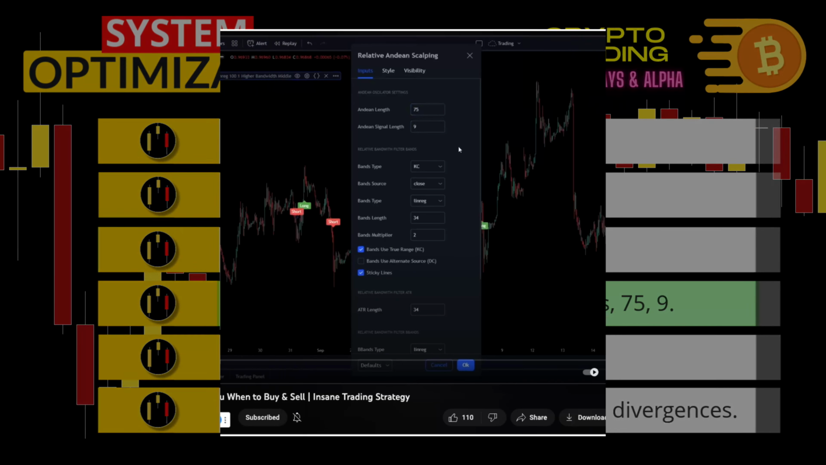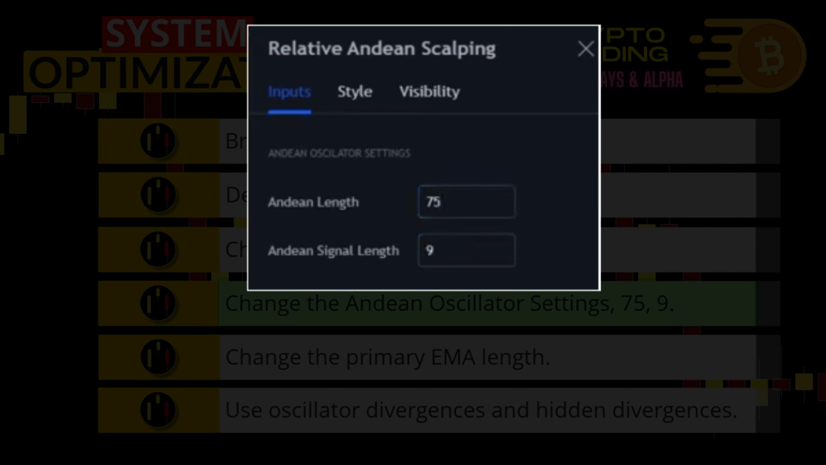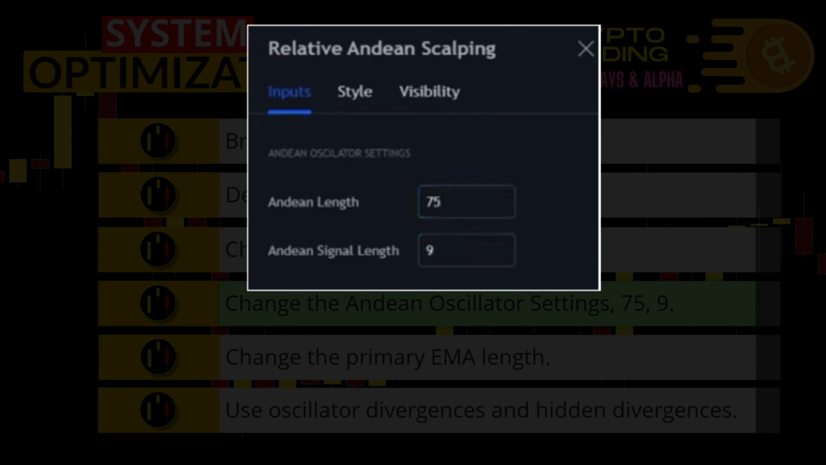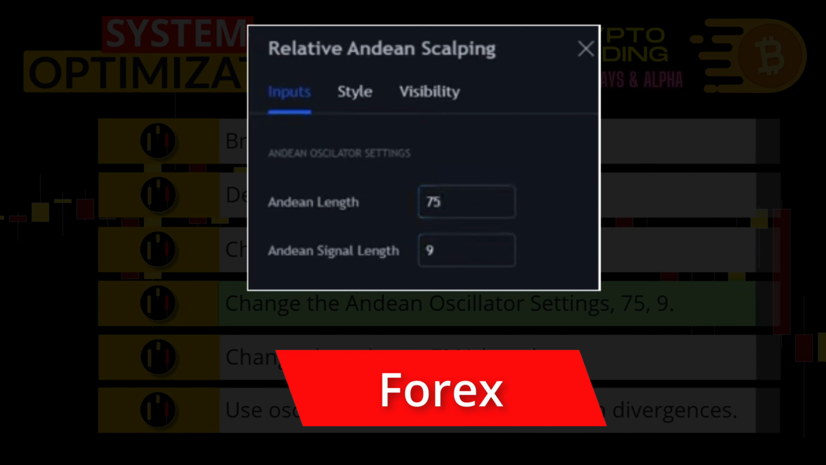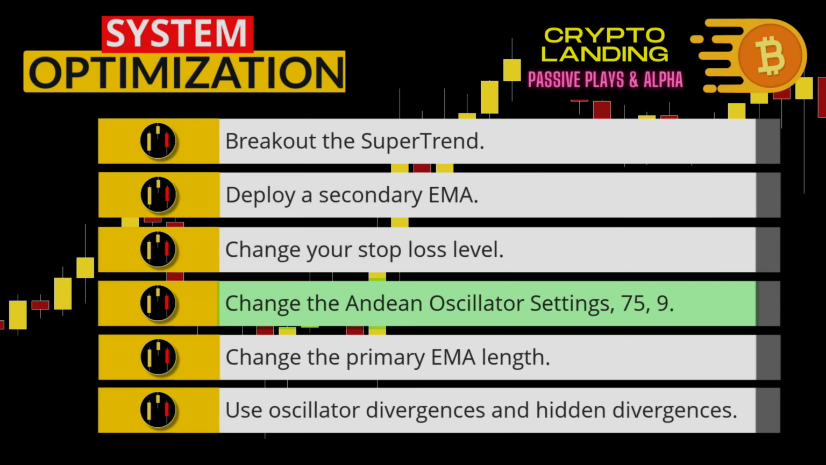Fourth, Cody changed the default settings on the relative Andean scalping indicator using 75 as the Andean length and 9 as the signal strength. This did provide better results on some Forex charts.